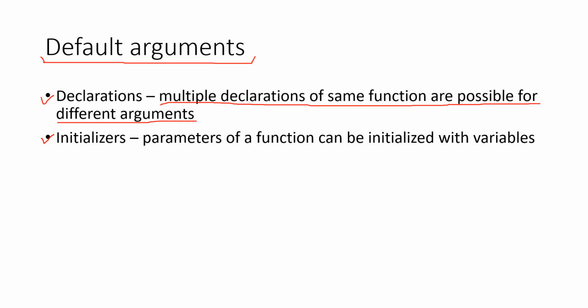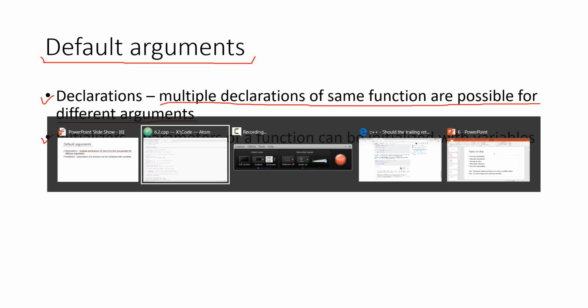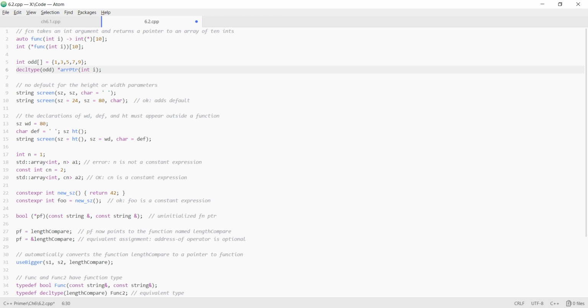Okay, so this is the first comment I want to make: you can make multiple declarations of the same function, and whenever you are making multiple declarations, then in those declarations you can initialize the value of your different parameters. You can initialize them with default values. Okay, so I will be showing you some code and then explaining this.